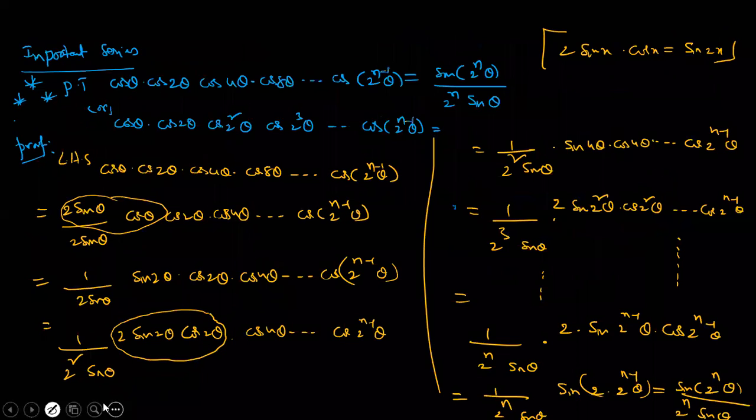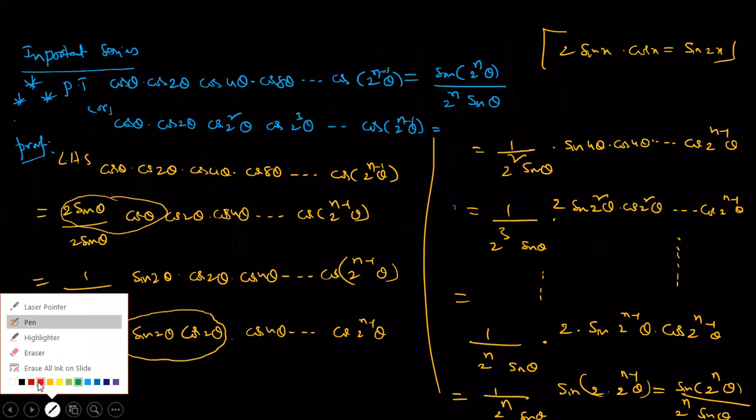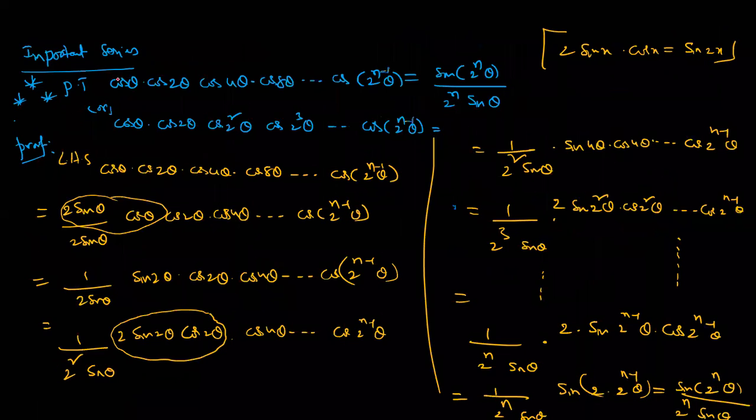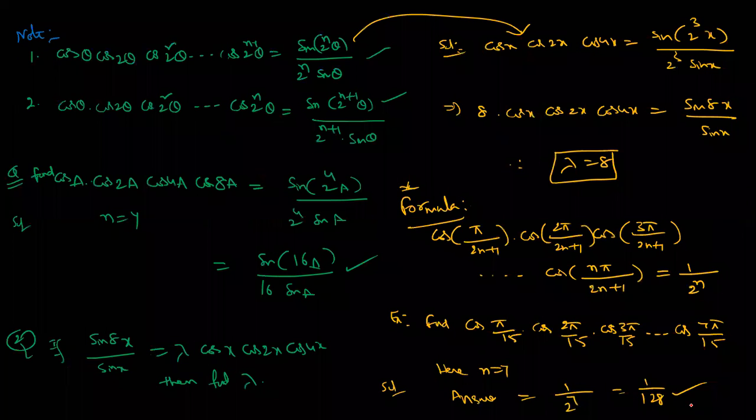Now, prove that important series, cos theta. So this one is very, very important. Today, in most of the problems we are using only sin 2 theta, 2 sin theta cos theta, multiple angles. So see here, this is the answer: sin of 2 power n theta by 2 power n sin theta.